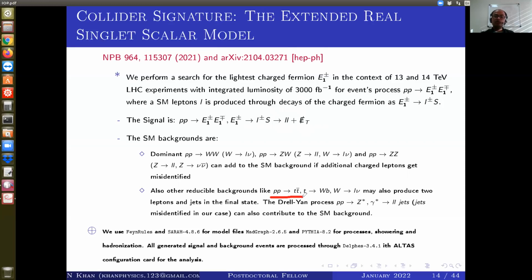So pp going to t t-bar, with t going leptonically, can also contribute in this channel. Also the Drell-Yan process gives you an additional contribution, but using some additional cuts, this background can basically be neglected. Also some other background is there, like pp going to jj, where jj is misidentified as leptons, and you have to multiply with the fake rate. So that also contributes, but that background is very small.